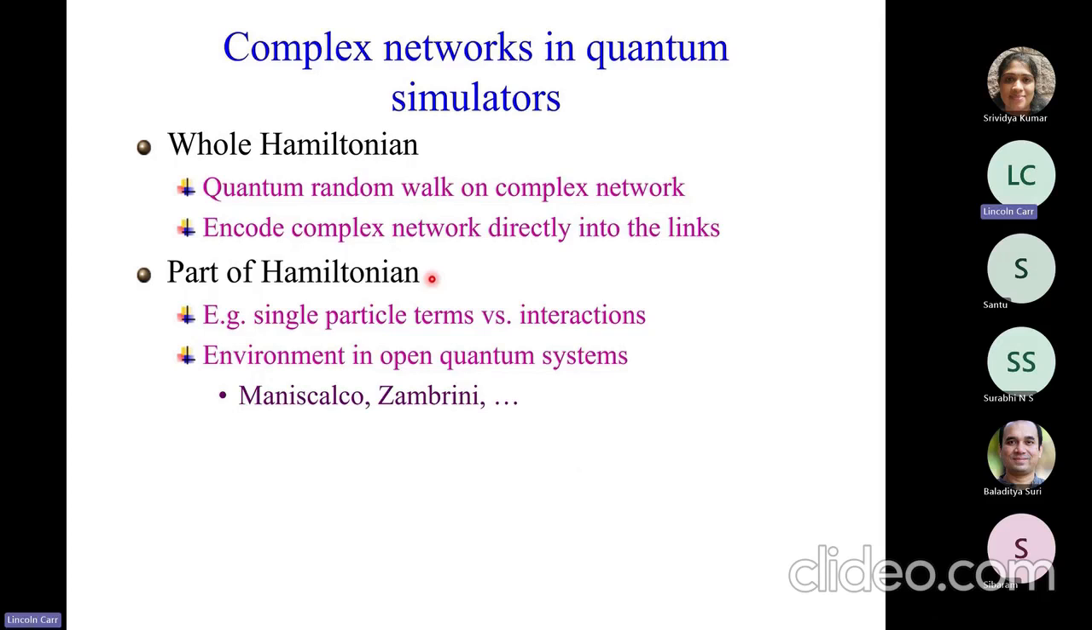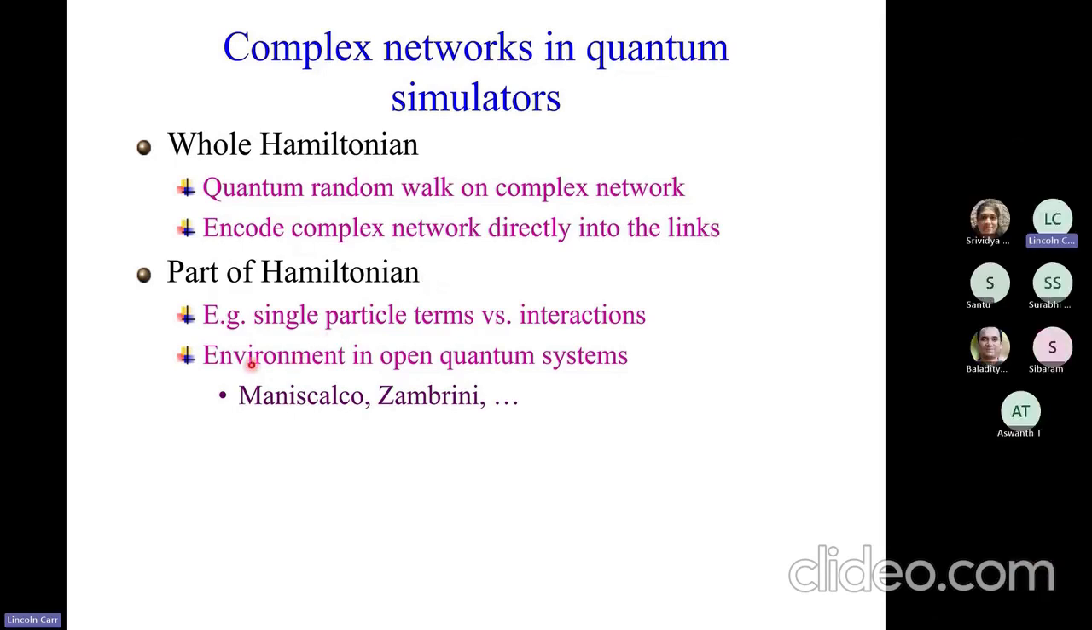For example, you might put in a single particle term in the Laplacian, so you'd have a kind of non-local version of the Laplacian that had lots of links in it. That would be in the single particle, or you could have it be in the interactions, right? In quantum systems, your complex network could go into the environment. And here are some authors that have done absolutely outstanding work in the series.